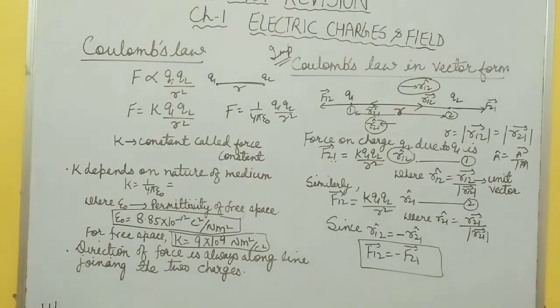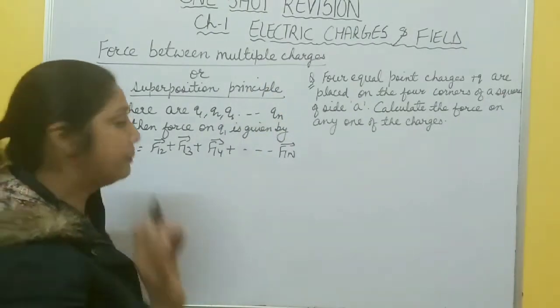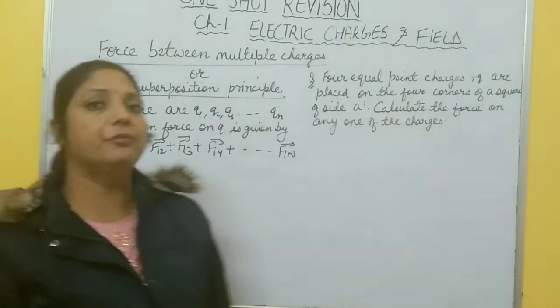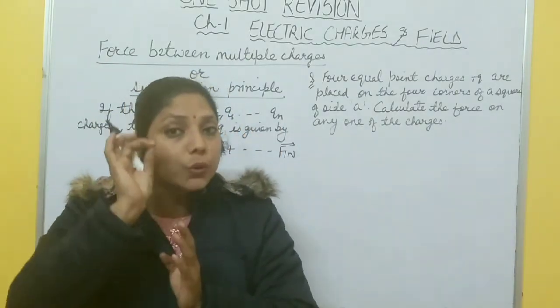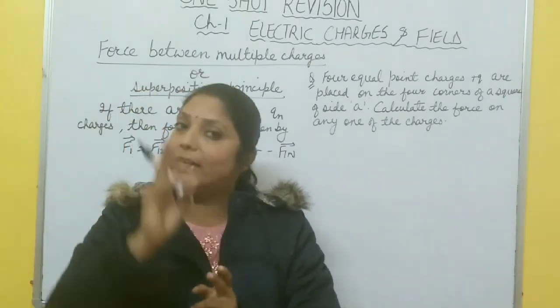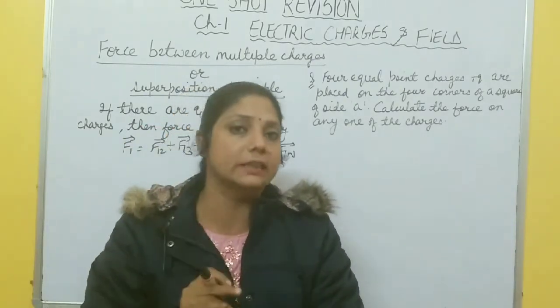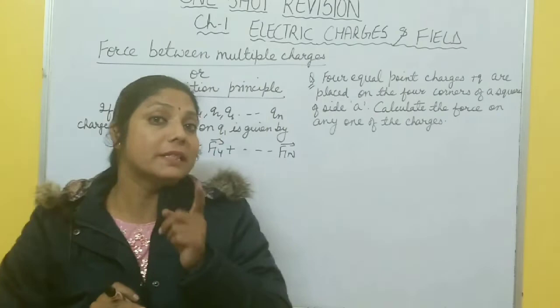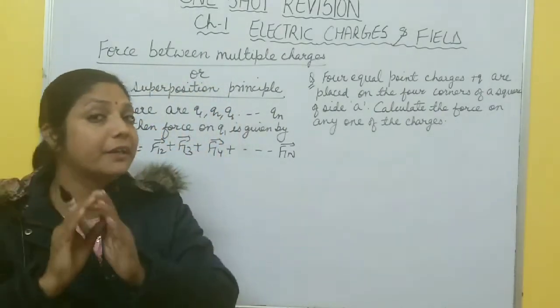After this, I will discuss force between multiple charges, or the superposition principle. Now, force between multiple charges or superposition principle. It states that if there are a number of charges interacting in a system, then the total force on any one charge is always equal to the vector sum of the forces exerted on it due to the other charges. Also keep in mind that the force between any two charges is not affected by the presence of other charges.